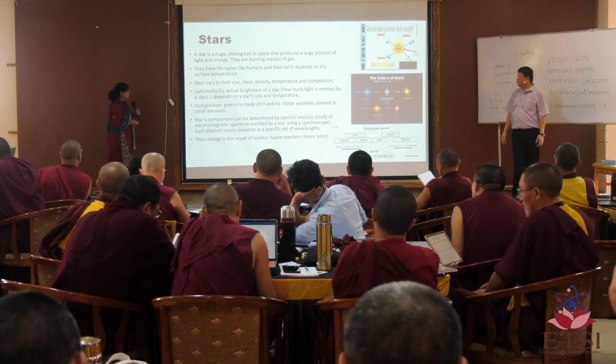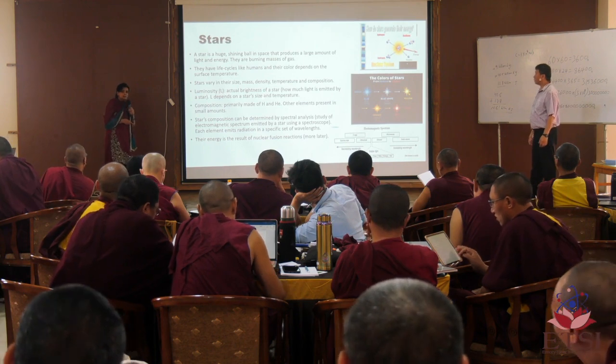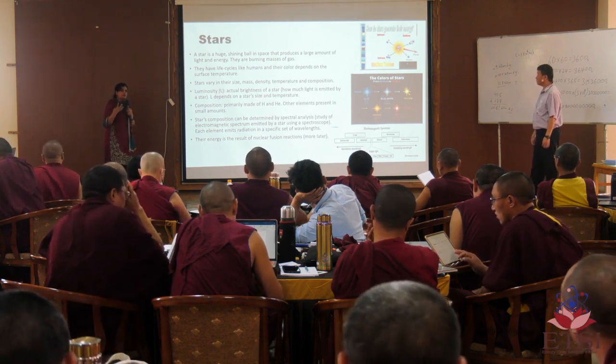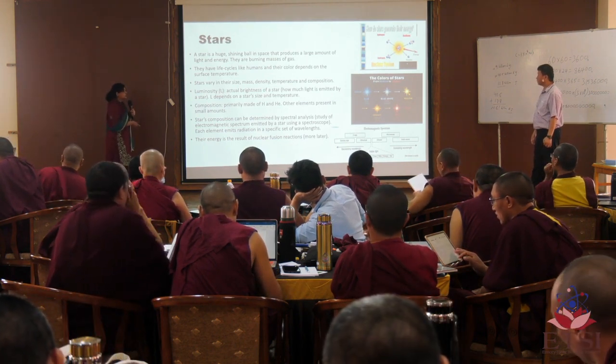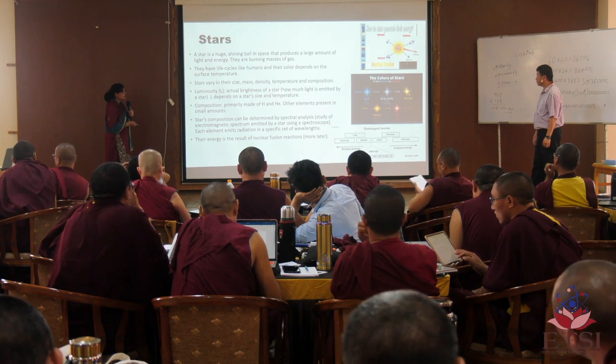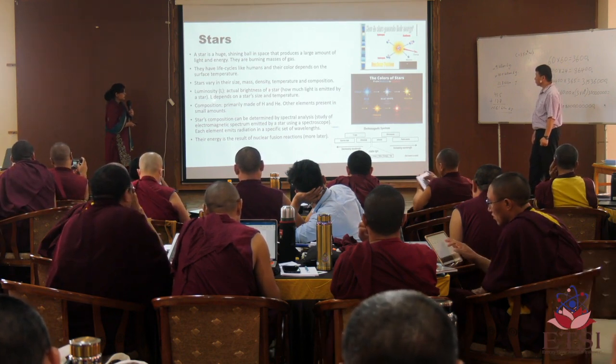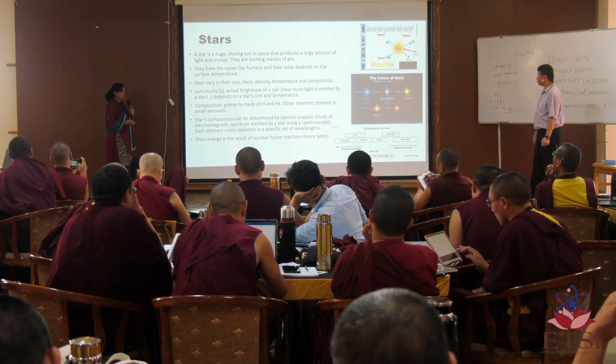So there is a term called luminosity. What that means is how much light is emitted by a star. So actual brightness of a star, and it is denoted by L, and it also depends on star size and temperature.